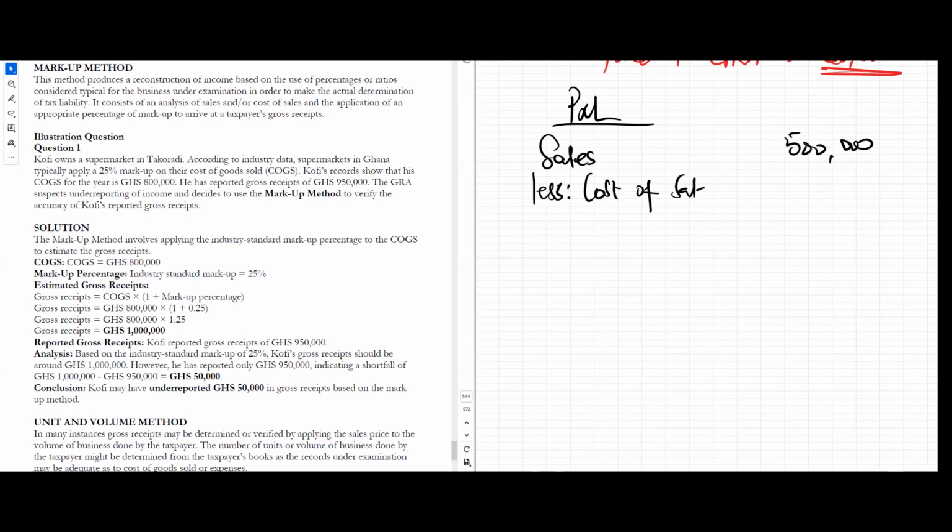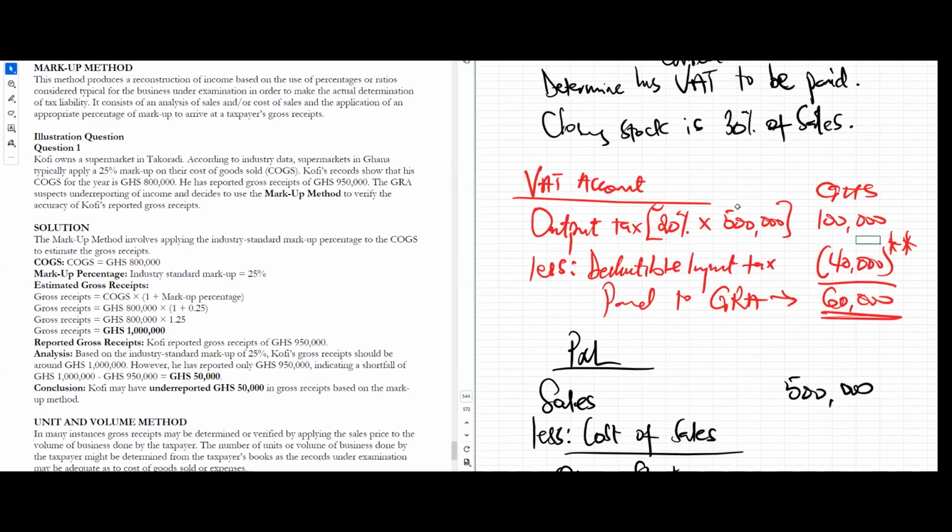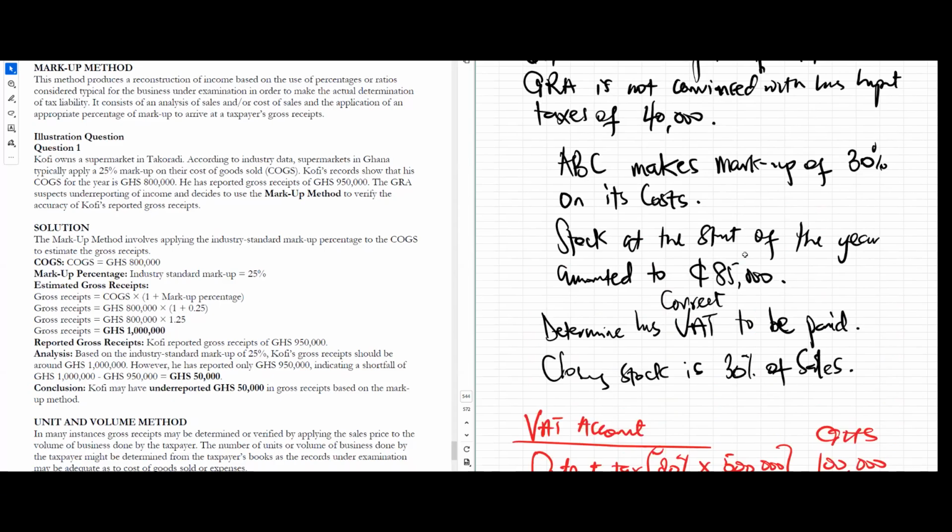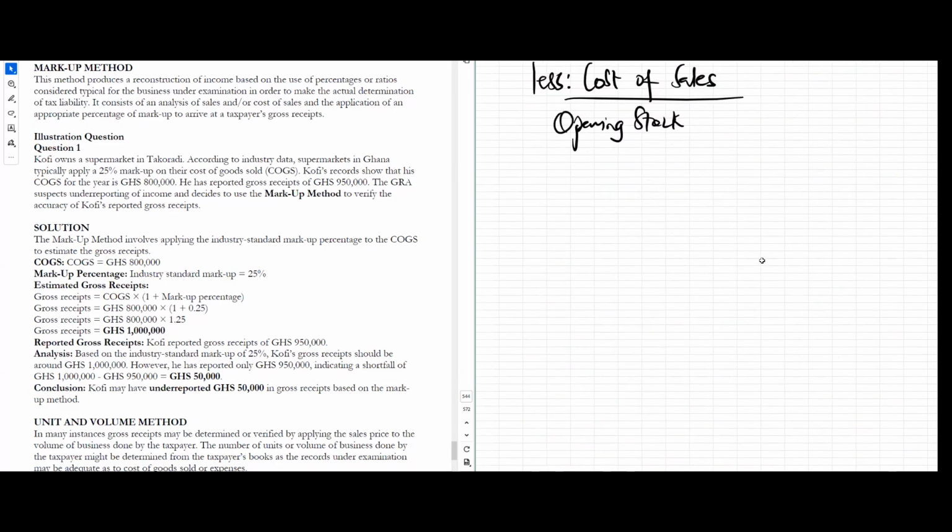Now this guy's cost of sales we don't know, but we said he had opening stock of how much? Let's go and check. Opening stock at the start of the year was 85,000, right? Then we would have added purchases. True or false? Then we less closing stock. Closing stock was what percentage of sales? 30%. So we take 30% off the 500,000.